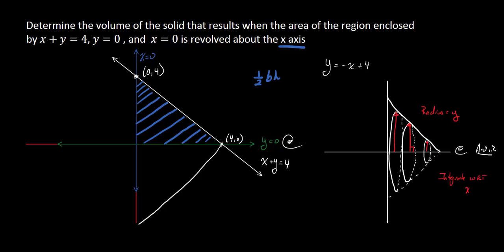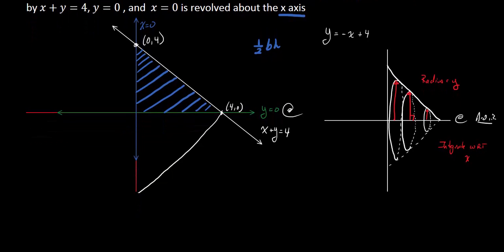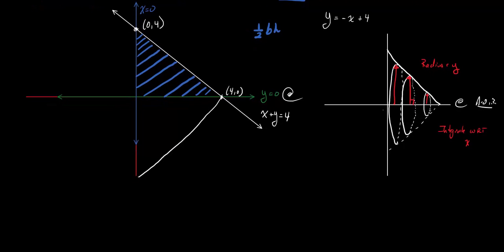So let's go ahead and plan out our integral, and we're going to integrate with respect to x. So next thing I have to do is find my bounds. So if I integrate with respect to x, I'm going to start here at the origin, which is (0, 0), and then I go all the way out to (4, 0). So that's where the line x + y = 4 will intersect the x-axis. So my integral will be from 0 to 4 of pi times my radius squared.